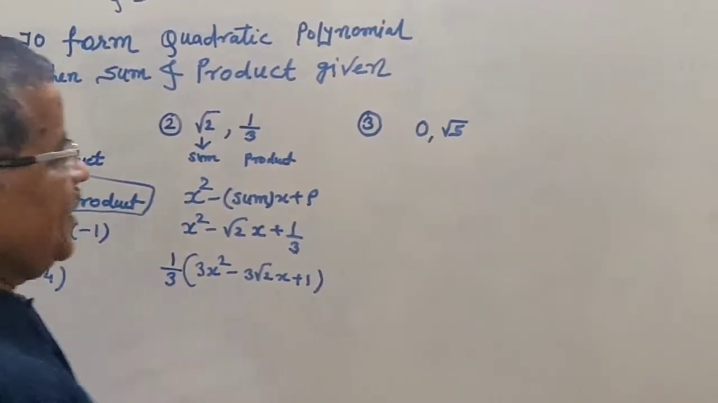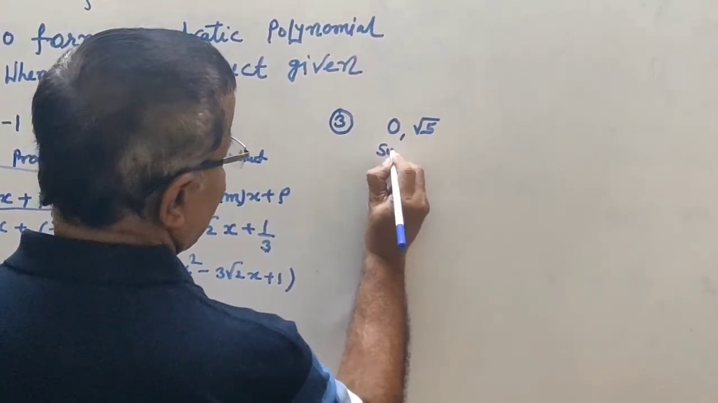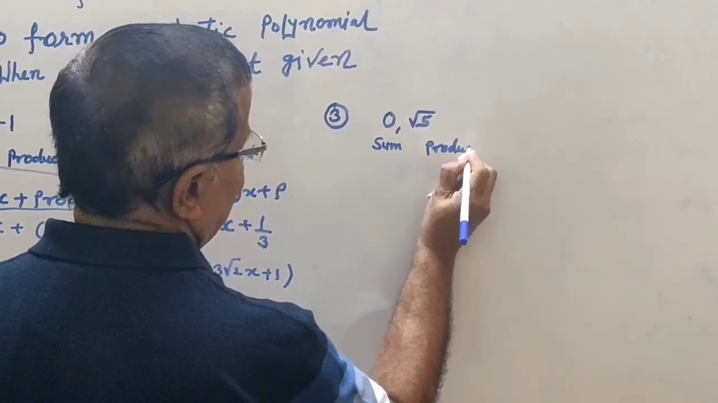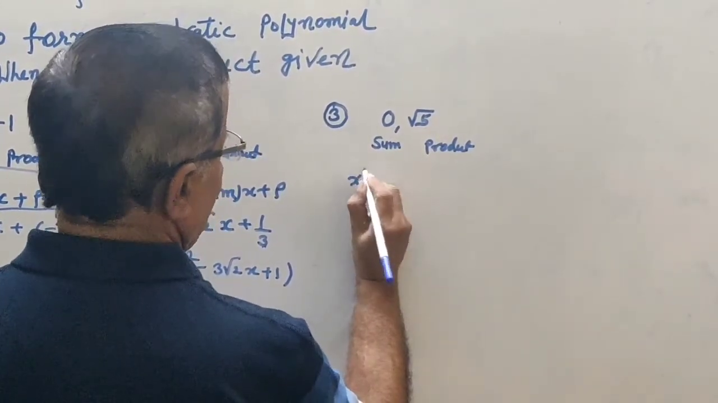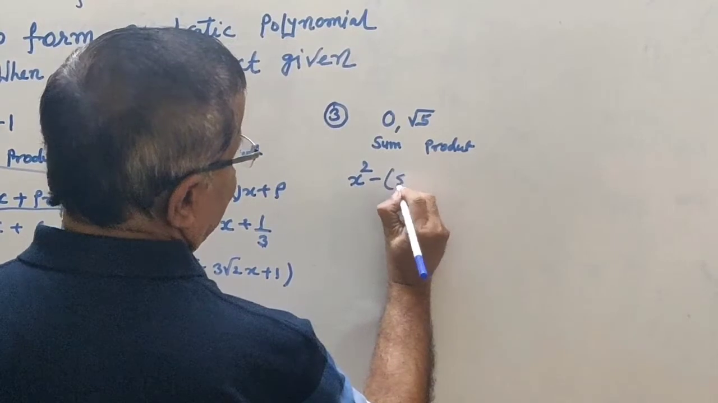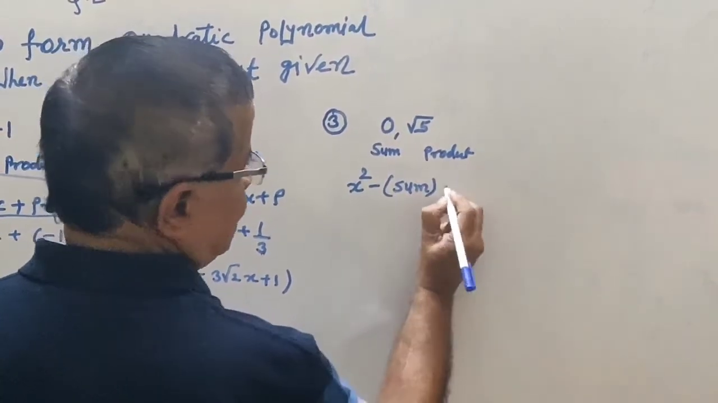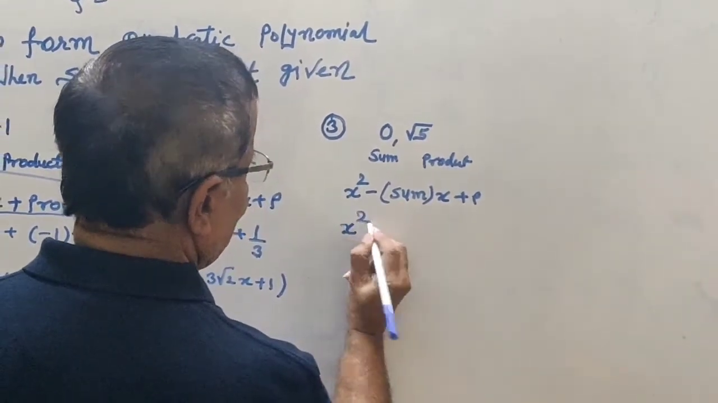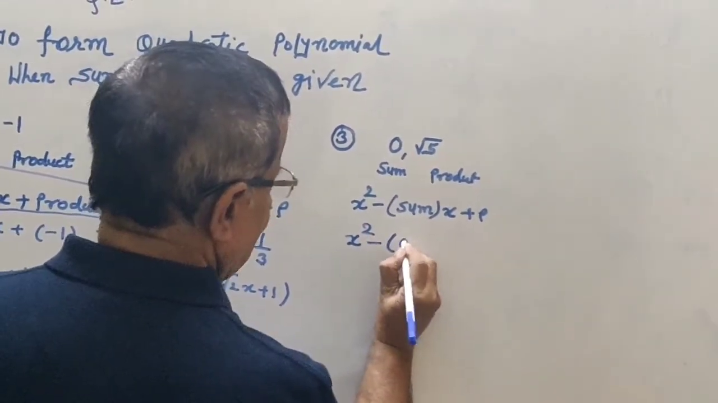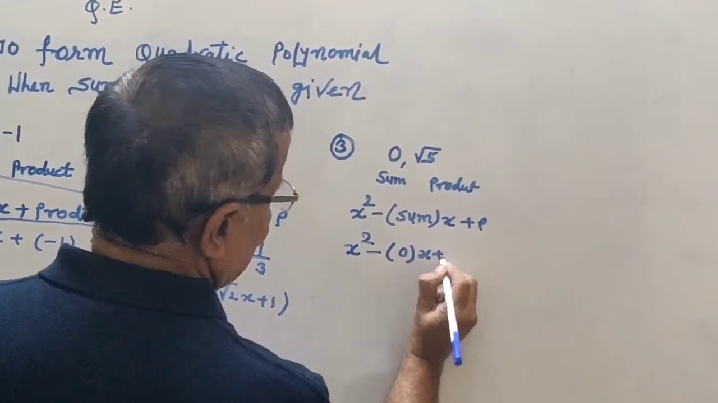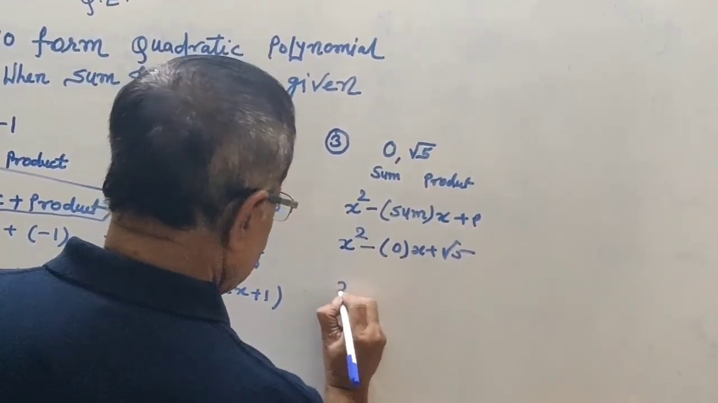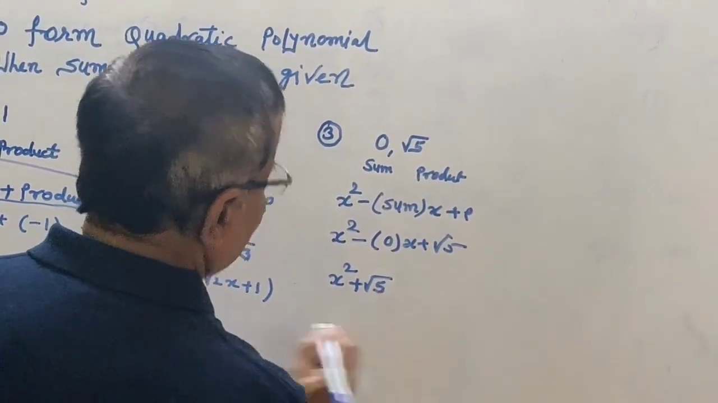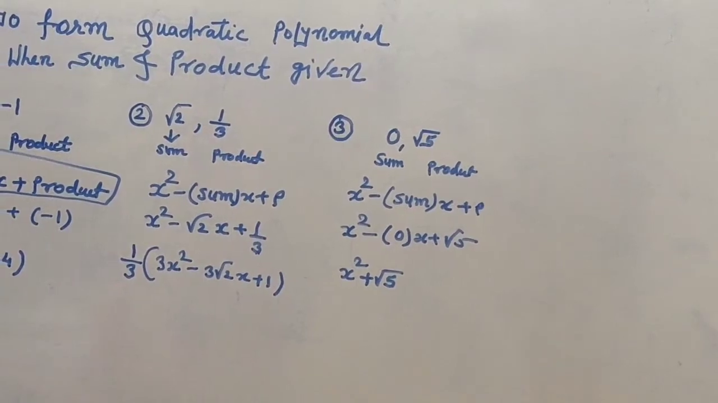Third type, when the sum is given to be 0 and the product is given in root form. So I will substitute this in again the same equation: x square minus sum x plus product. Now I will substitute the values: x square minus 0x plus root 5. Now this is of the form x square plus root 5. This is the third type.